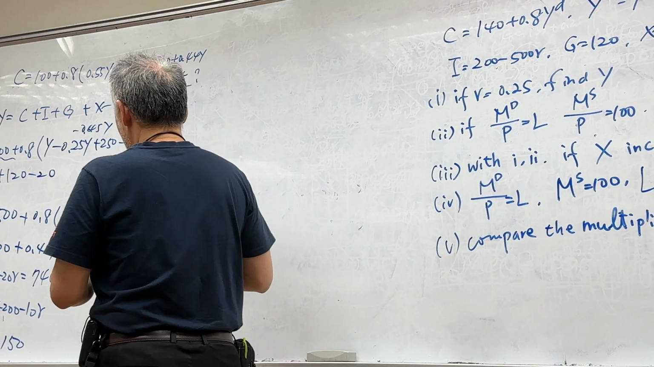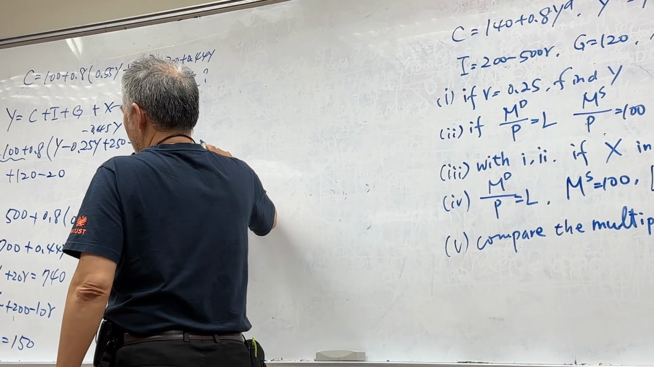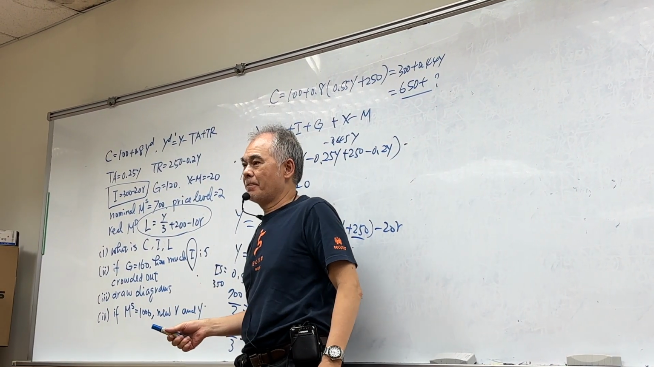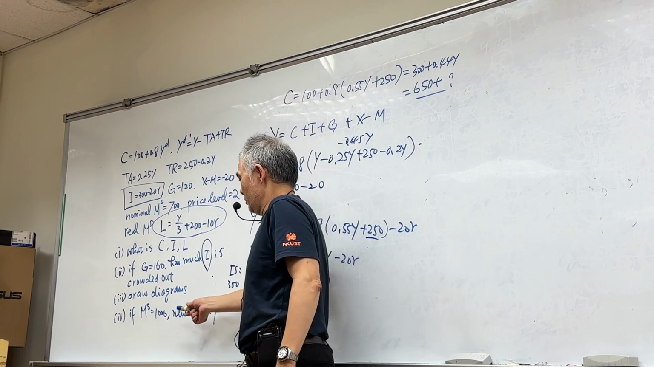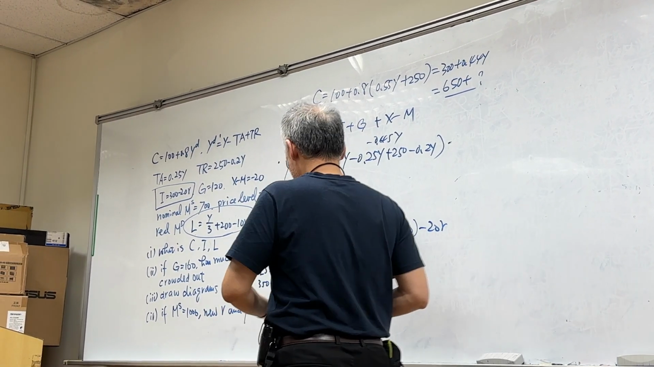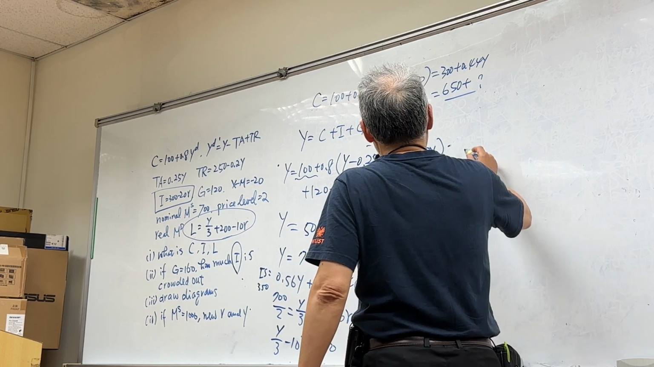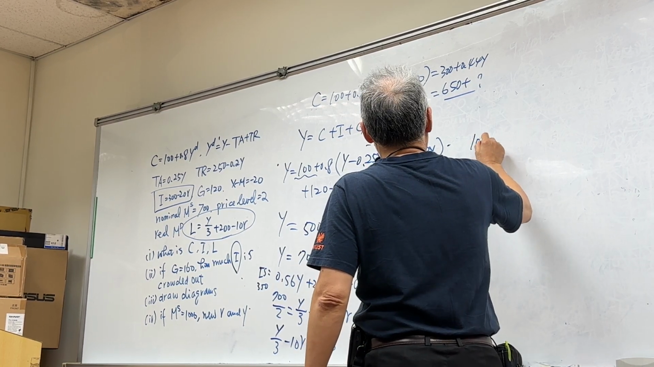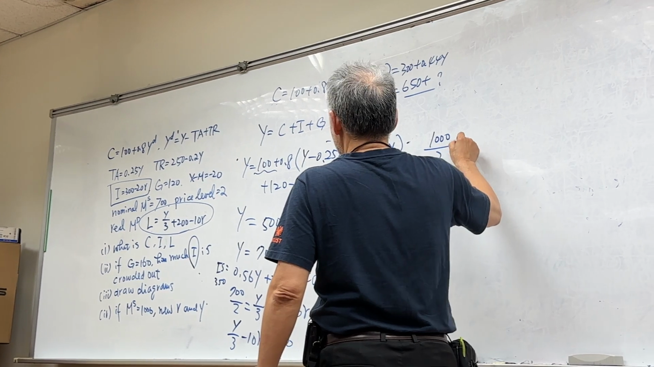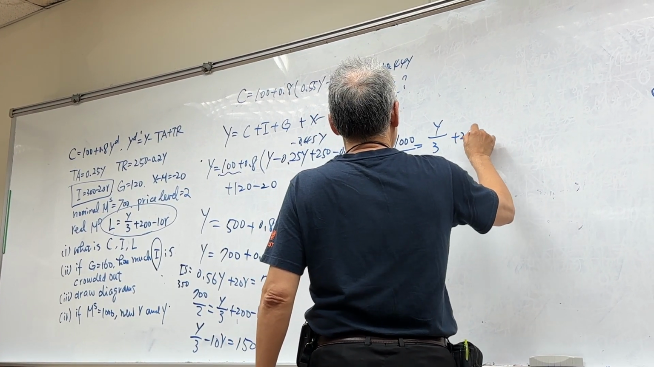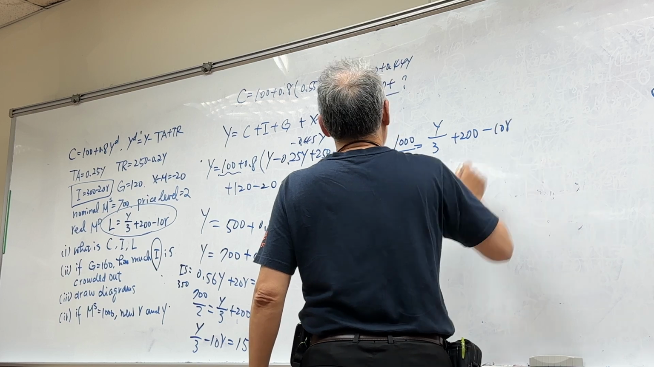Okay, so you're going to have, but at this point it's kind of interesting, okay? Because you know there's going to be a new LM curve, right? So the new LM curve would be 1,000 divided by 2 is equal to y over 3 plus 200 minus 10r, okay?